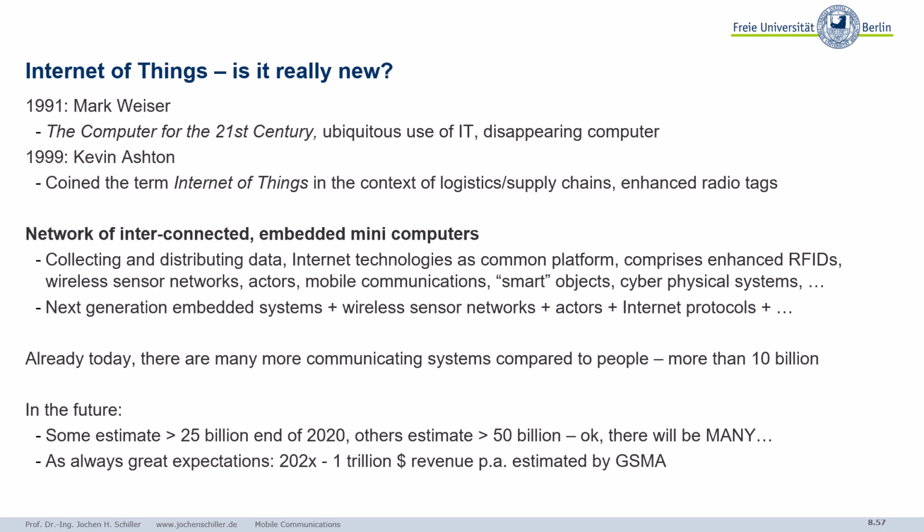Mark Weiser already said, beginning of the 90s, that the computer of the future will disappear. Disappearing computer. Kevin Ashton coined this term Internet of Things more than 20 years ago. So kind of enhanced radio text. But today we say, well, Internet of Things is a network of somehow connected, embedded mini computers. You collect data, you distribute, you use internet technologies as a common platform. So that's important. No strange proprietary protocols.